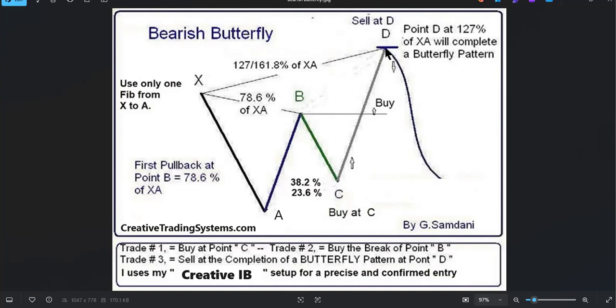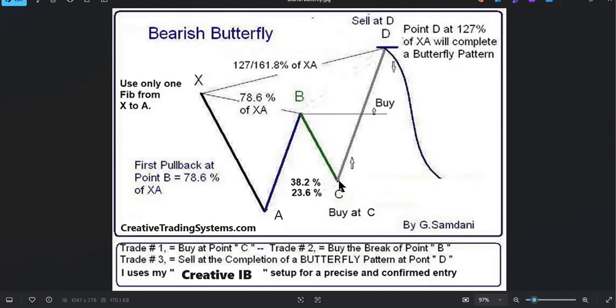And everybody out there teaching or using this pattern says that once you have D completed, right, the price is at D, then you trade it. But my style is different. My style is written down here. My style is that we know how this pattern is built.